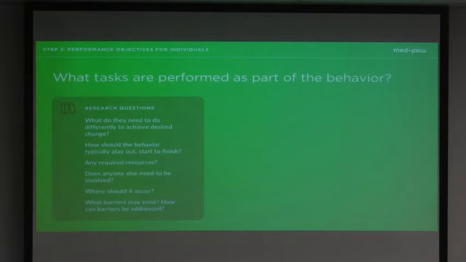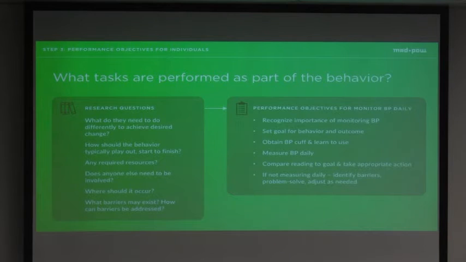So some of the questions that we would have in our research process would be, what do they need to do differently? What are those specific sub-behaviors? Are there any required resources for them? Are there any things that they need in order to carry out this behavior? Where should it occur? How often? And in this case, the list was the following. So they need to recognize the importance of monitoring blood pressure. First, they need to set the goal for behavior and outcome. And behavior in this case is that they need to do it daily, but there's also the outcome goal, which is their target goal that they set together with their clinicians.